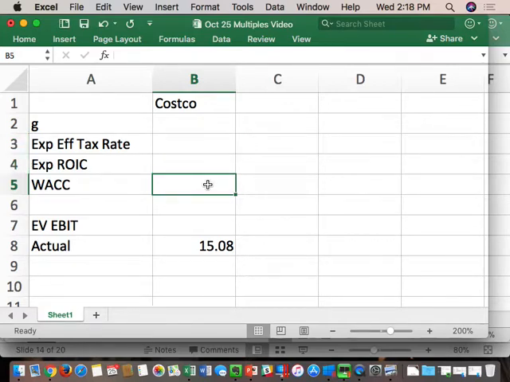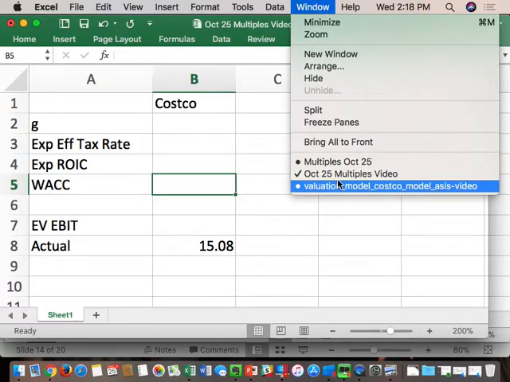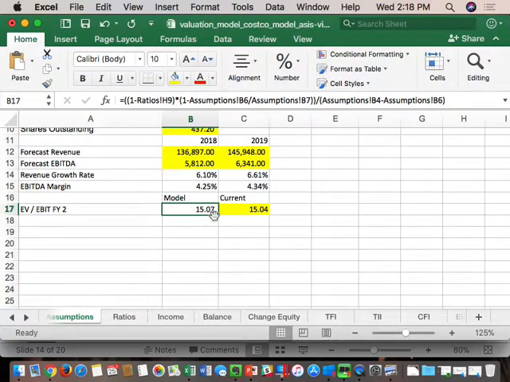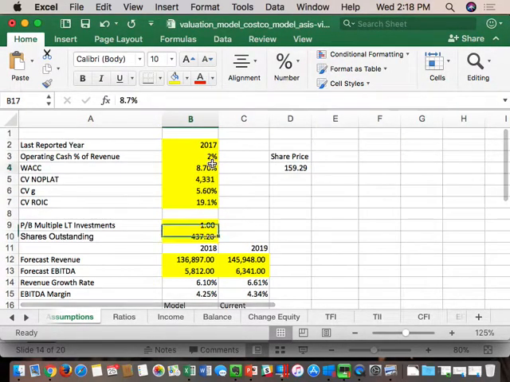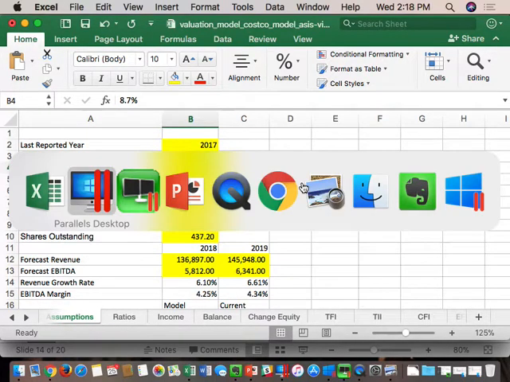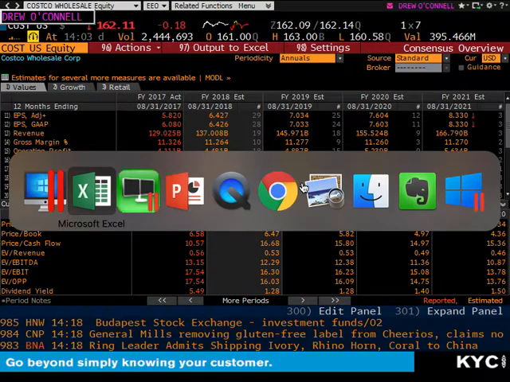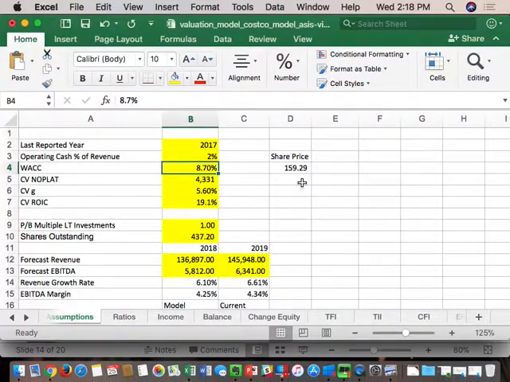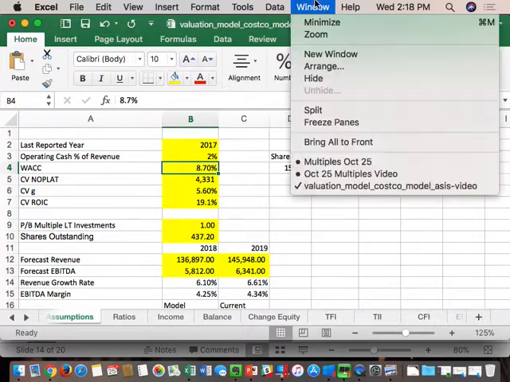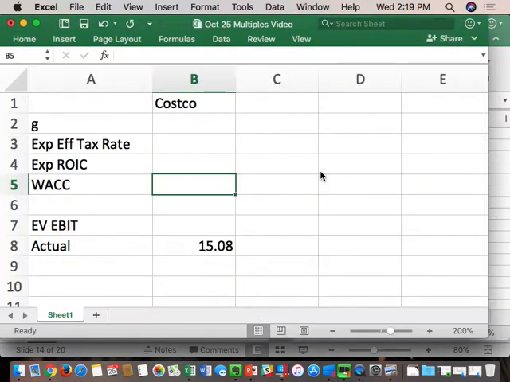So the WACC, and again, when we did this in the model, I'll pull this from the model, we looked up the WACC in Bloomberg, and it was 8.7% at the time of the valuation. So I'll do it based on that, just to be consistent with what we did in the model. 8.7%. Our spreadsheet's open. Then we needed an expected ROIC.